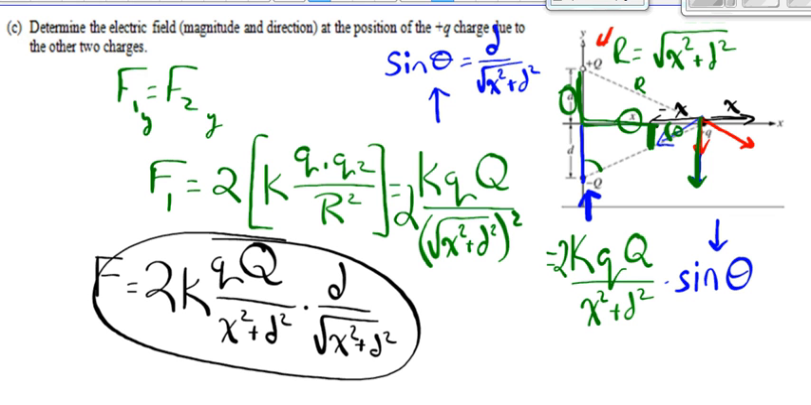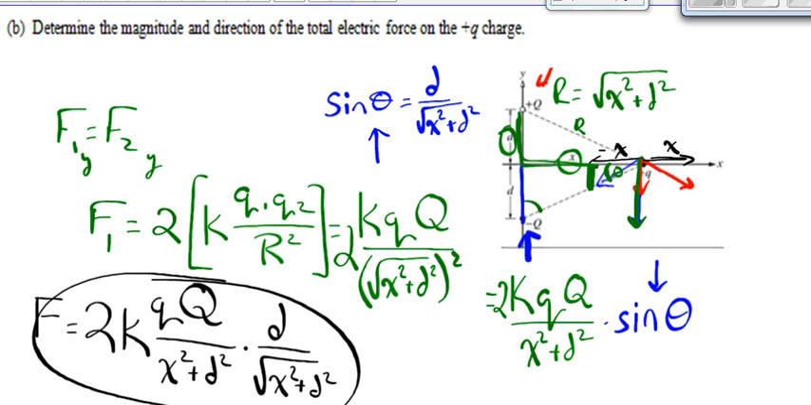Okay, it looks pretty complex. You can actually simplify it a little bit, but there's no easy simplification. You could simplify it to 2kqQd over the quantity x squared plus d squared, to the 3 halves, but there's no need to do that. Okay, so that was it for finding the force.